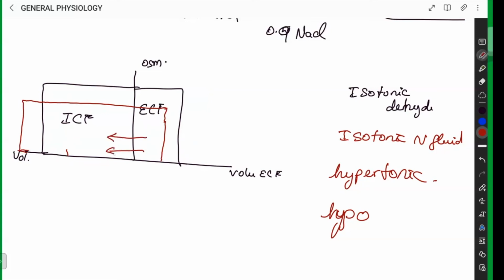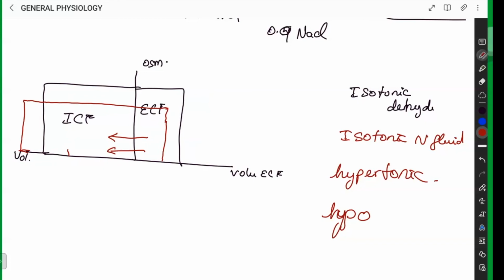Instead of a shift of fluid from your ICF to ECF, here there's a fluid shift from your ECF to your ICF. Therefore, ICF volume increases, ECF volume decreases, and there is a decrease in the osmolarity. This is called hypotonic. I'll tell each an example. For hypertonic, what are the examples?